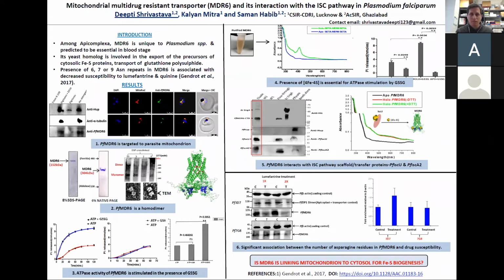So suggesting these two points, we are on the question of whether MDR6 could be used as a putative drug target, and also whether it is a link between mitochondria and cytosol for iron sulfur biogenesis?